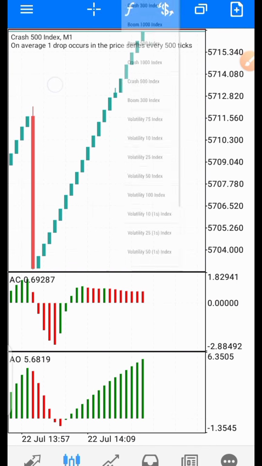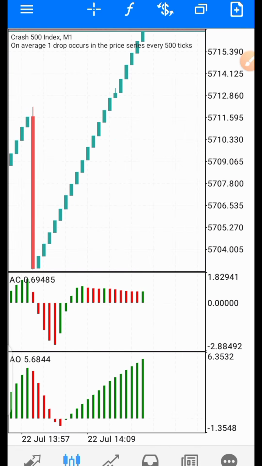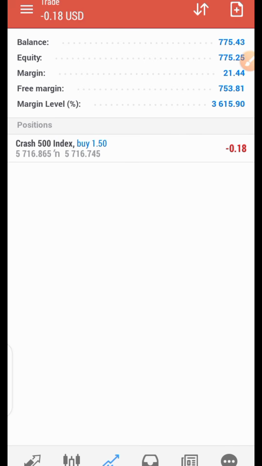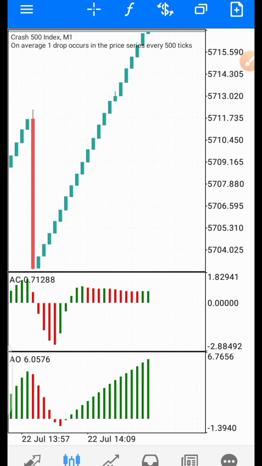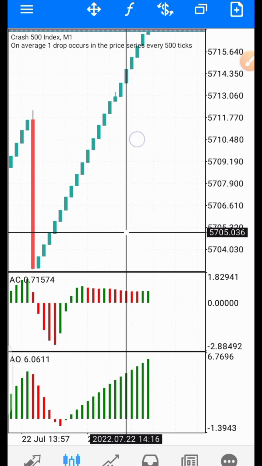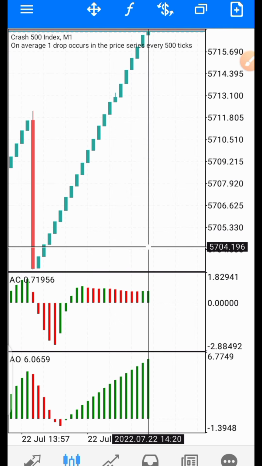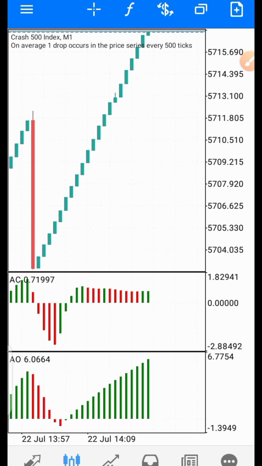Let's see. What did I say? We have a signal now. Let's just go for buy. I want the candle to close. So at the close of this candle, we are exiting the trade.